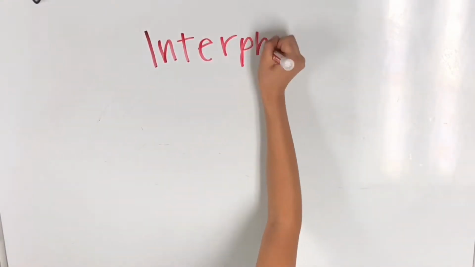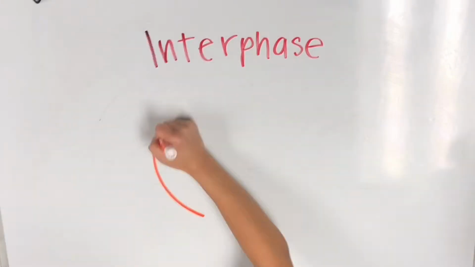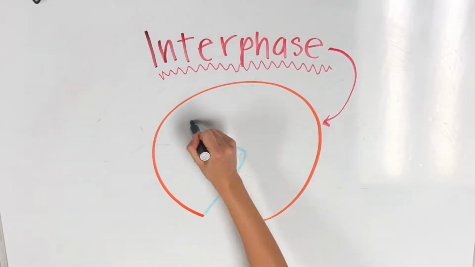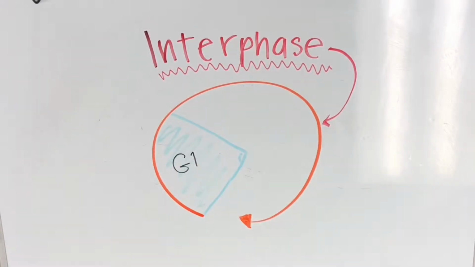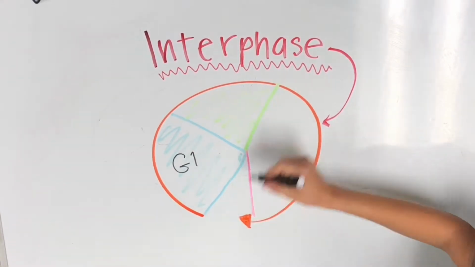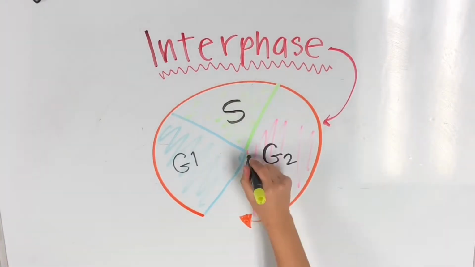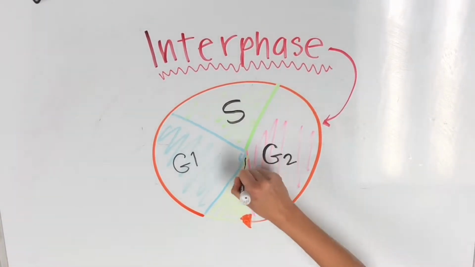The cell cycle begins with interphase. This stage takes up about 90% of the cycle. Interphase is made up of 3 stages: G1 phase, S phase, and G2 phase. During G1 phase, the cell grows physically larger, copies organelles, and makes the molecular building blocks it will need in later steps. In S phase, the cell replicates the DNA in the nucleus.